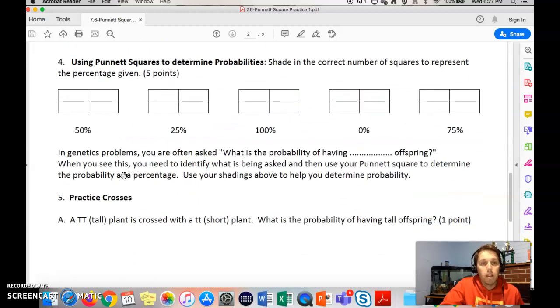Once we get onto the back, we're going to be using these squares, and you will be shading in 50% of these 4 squares. You will shade in 25% of these, 100% of these, 0% of these, and 75% of these. Just so we get it built into our brain that when there is one of the 4 boxes that will give you a certain trait, we know what percentage that is.